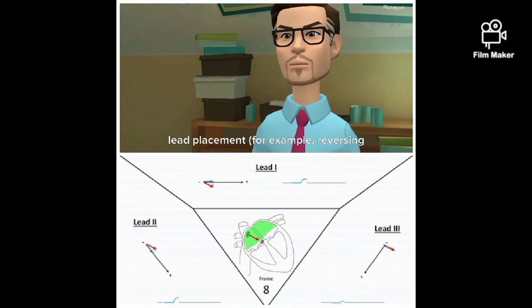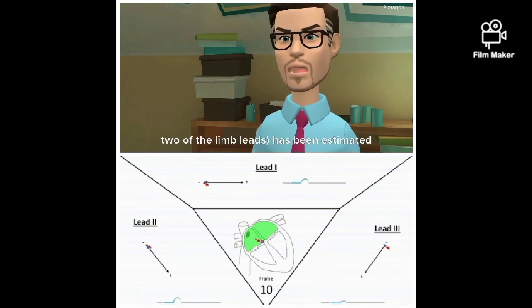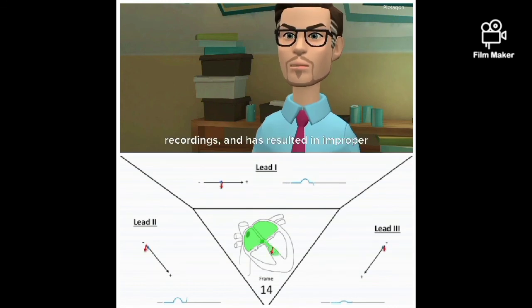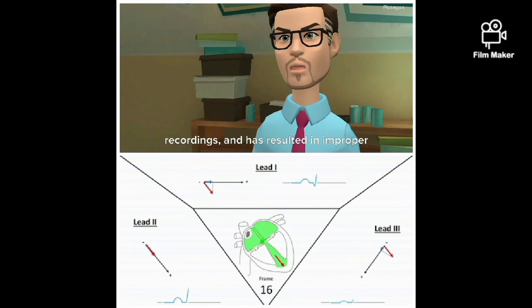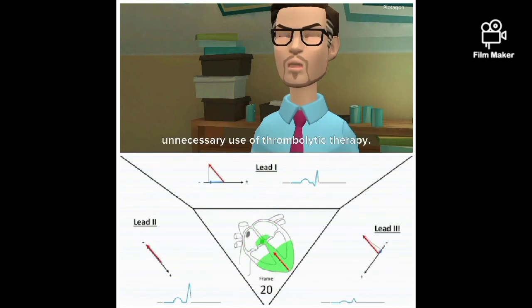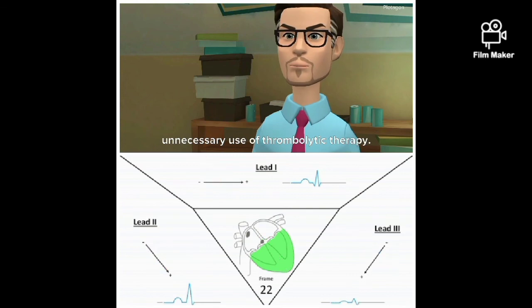Improper lead placement, for example, reversing two of the limb leads, has been estimated to occur in 0.4% to 4% of all ECG recordings, and has resulted in improper diagnosis and treatment, including unnecessary use of thrombolytic therapy.